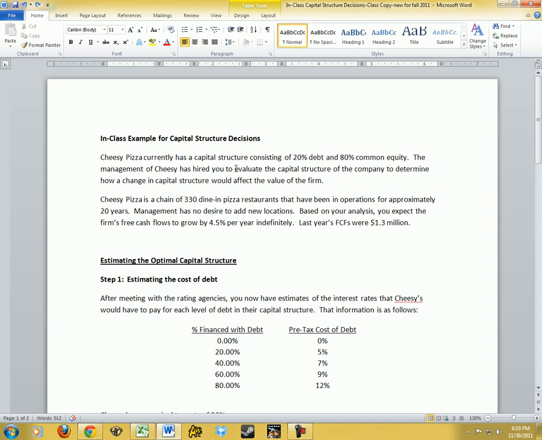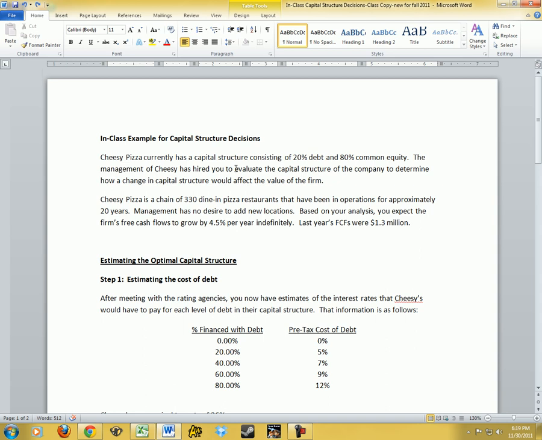It currently has a capital structure of 20% debt and 80% equity. The management of the company has hired you to evaluate the capital structure of the company to determine if they should change the capital structure and maximize the value of the firm.